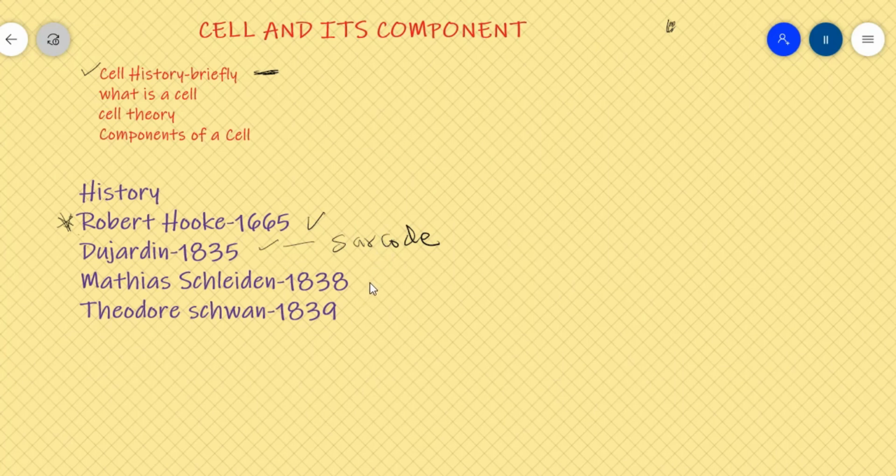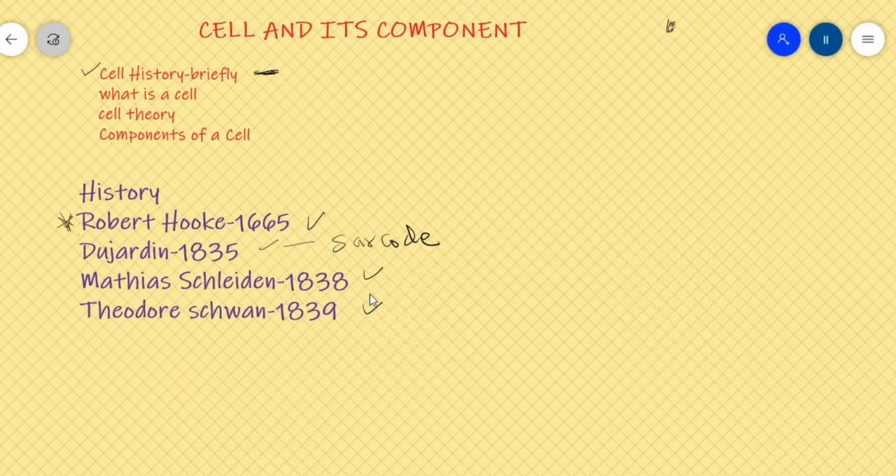Matthias Schleiden, later on, three years later, a German botanist, carried out an extensive study on the structure of plants and concluded that plants were composed of cells. Theodor Schwann, a year later in 1839, a German zoologist, showed that animals too were made up of cells.